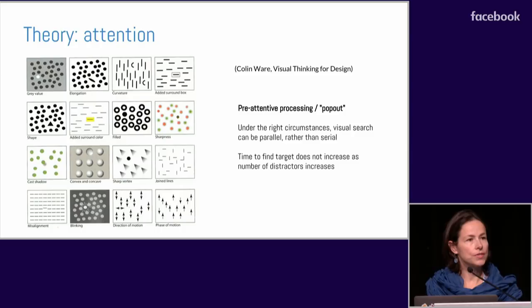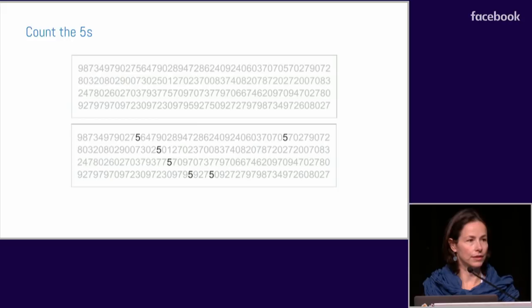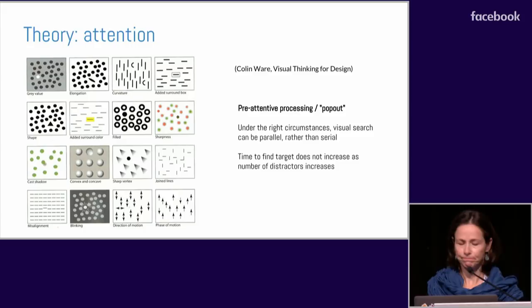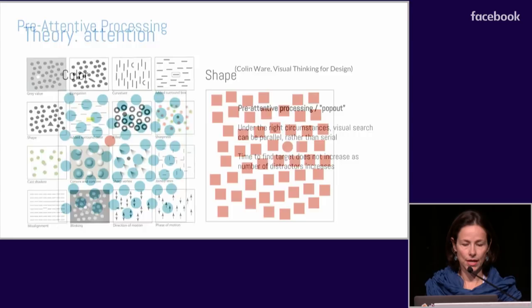It turns out that there is theory behind this, that there are certain things we are acutely aware of visually. One of them is color, just like what you just saw with the number five. But there are other things, too. There are differences in shape, differences in alignment. There's a bunch of different things you can use that will just work incredibly fast for your viewers.